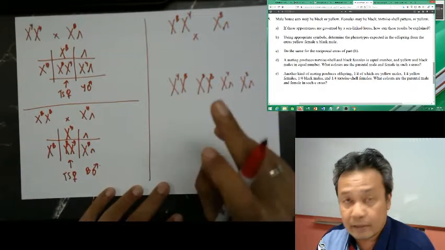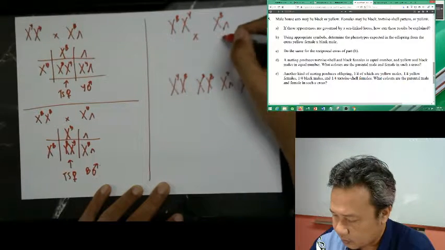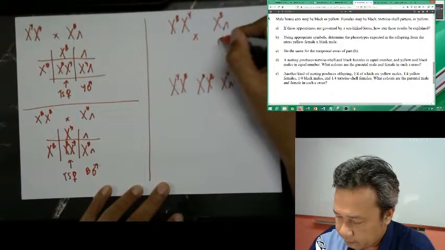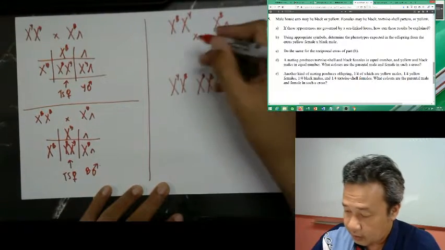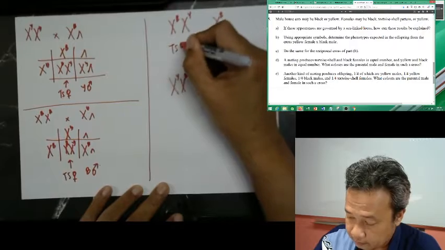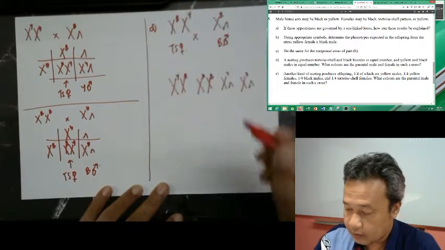So the parental types, male and female: the male will be a black male, and the female will be a tortoiseshell female. All right, that is for answer D.